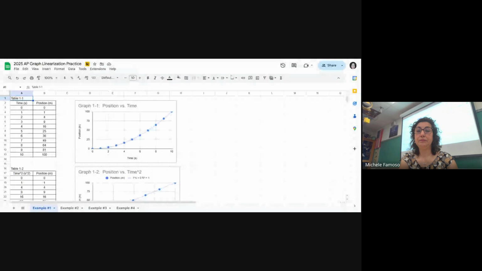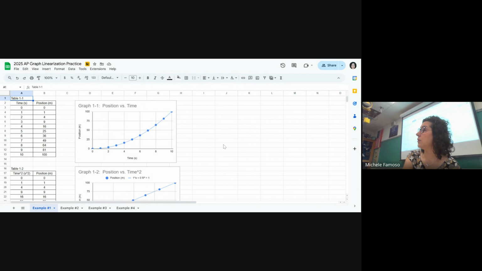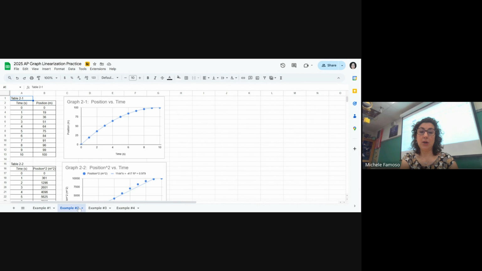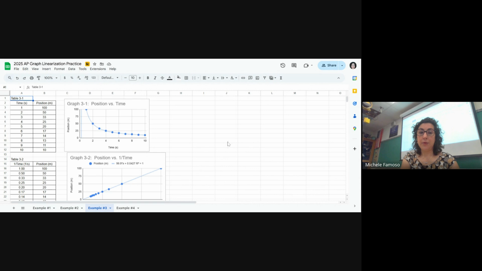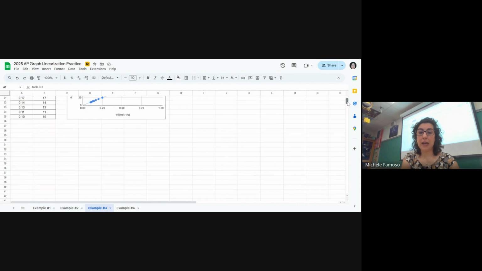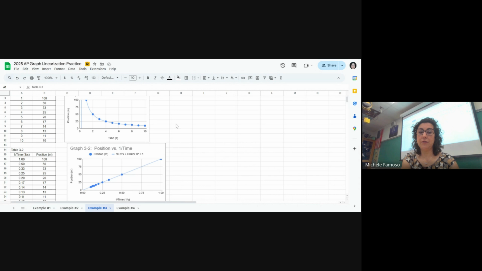Okay, does everybody have the linearizing graph Google Sheet open? This one here. This is where we left off yesterday. So we did all of example 1 together, correct? Okay. Then we did all of example 2 together. That took us 2 graphs to get to the final graph. Example 3, we had 2 graphs again. We were able to get to our linear graph with 2 steps, the original graph and then the linear one.